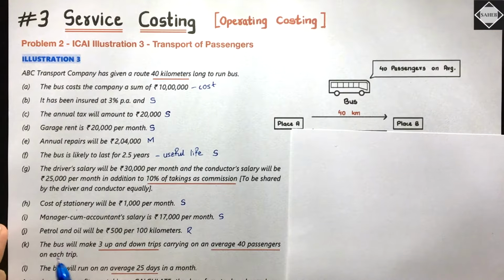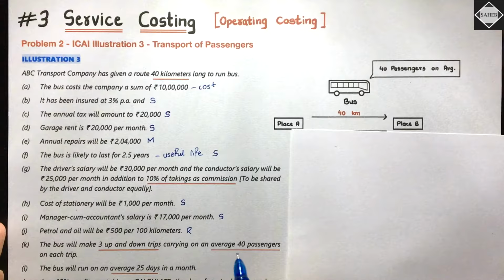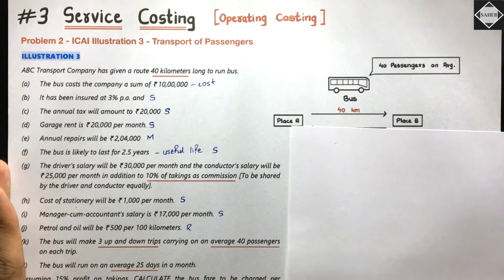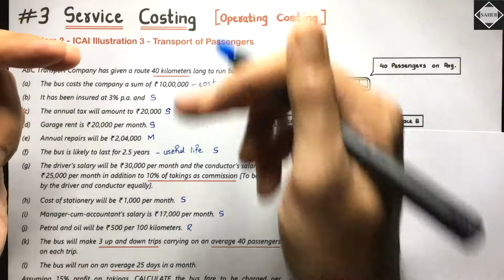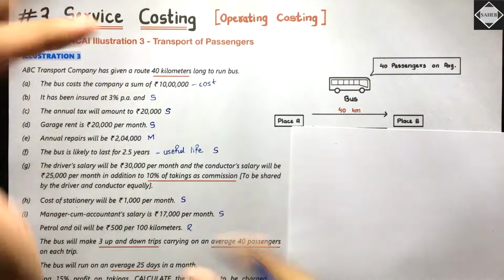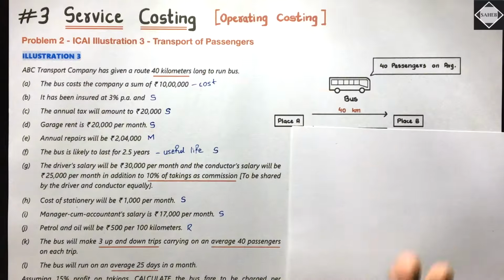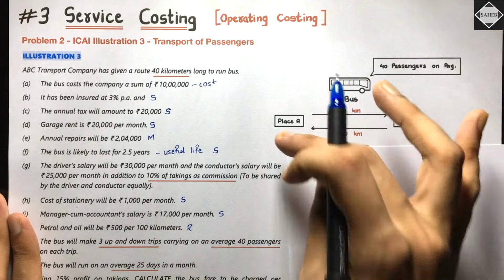Next, see here. The bus will make 3 up and down trips, carrying on an average 40 passengers on each trip. What they are saying? They are saying the bus will go 3 times and come back 3 times. The bus will make 3 up and down trips, right? So basically, in simple terms, in the technical language of this chapter, we can say 3 round trips. Okay. So see, 40 kilometers it will go and 40 kilometers it will come back.